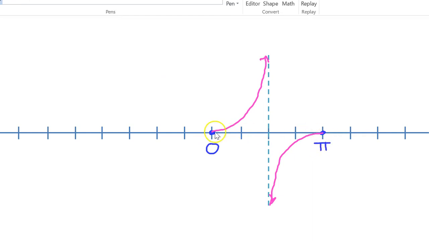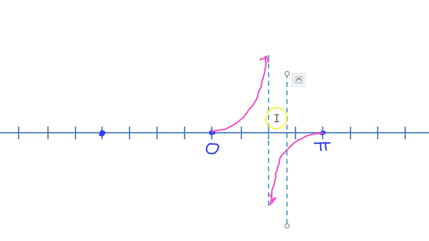Okay, so 4 spaces to the left, 4 quarters of a period to the left, should be another x-intercept. So 1, 2, 3, 4, there should be another x-intercept here, and right in between should be another vertical asymptote. Now I'm going to see if I can again cheat a little bit by cutting and pasting the asymptote that I already had.